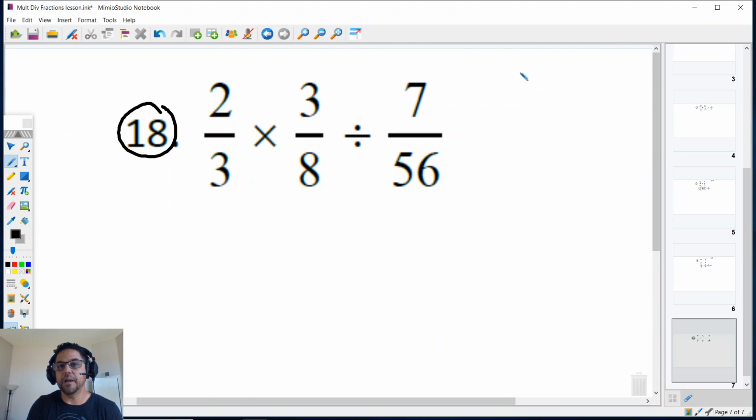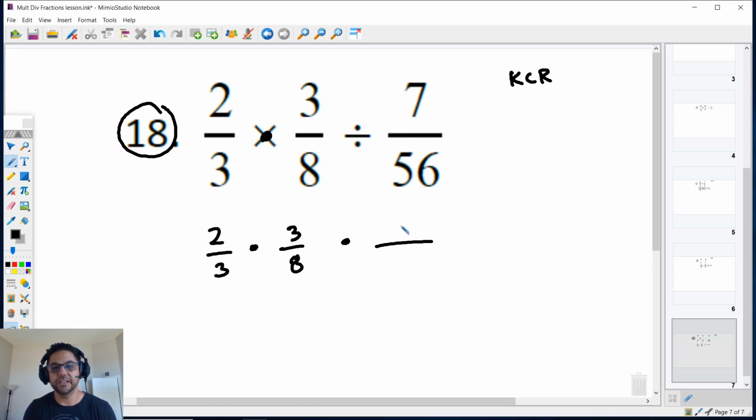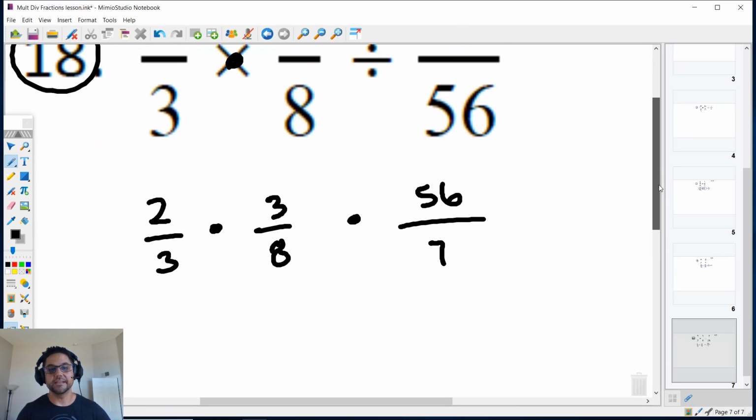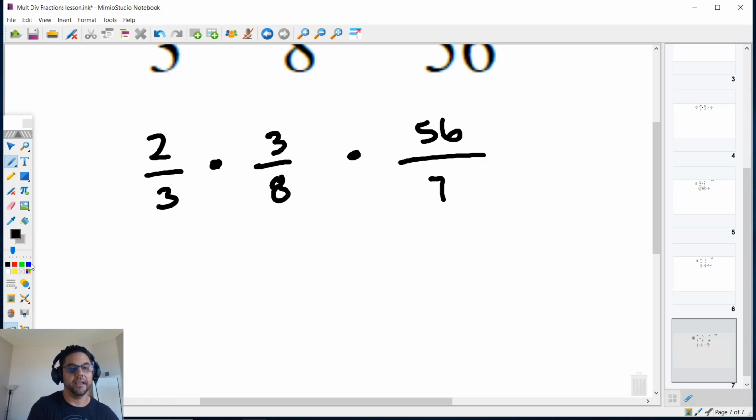All right, so as some of you may have noticed, if you do keep change reciprocal at the beginning, I'm going to actually keep 2/3. Let's clean that up again. And I'm going to keep 3/8. And I'm going to change division to multiplication. And I'm going to take the reciprocal of my second. So 56 over 7. So it's a little bit easier for me when it's presented this way, because I know that I can cross cancel with my given numbers just a little bit easier.